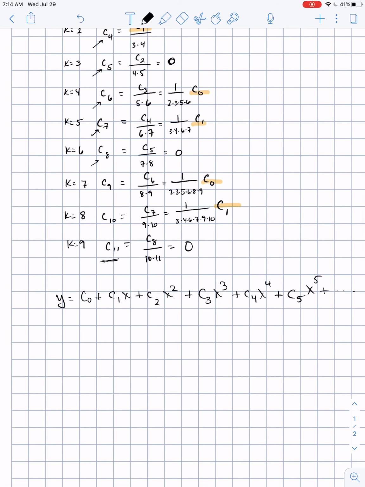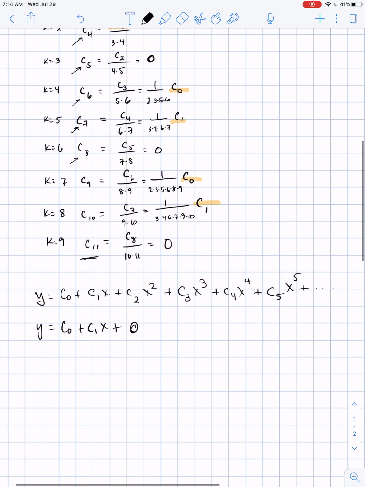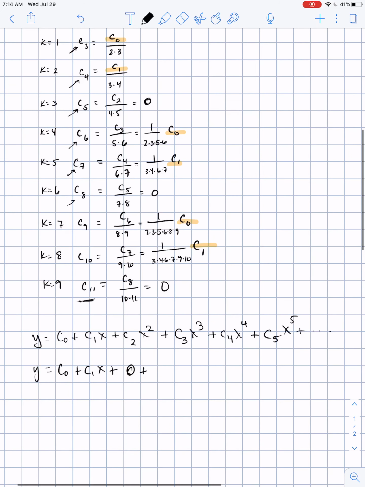So when you plug in, you'll have c sub 0 plus c sub 1 x plus, now c sub 2 is 0, but now we get c sub 3. So if I go up top, c sub 3 was c sub 0 over 2 times 3, and then you have your x cubed, plus c sub 1 over 3 times 4, x to the 4th, plus, now c sub 5 was 0.